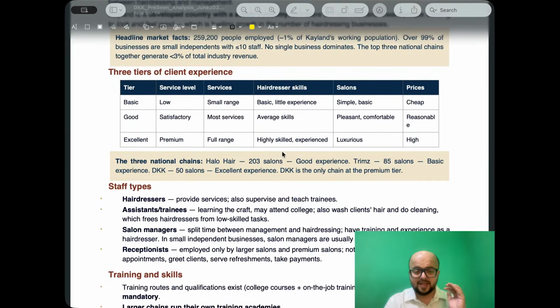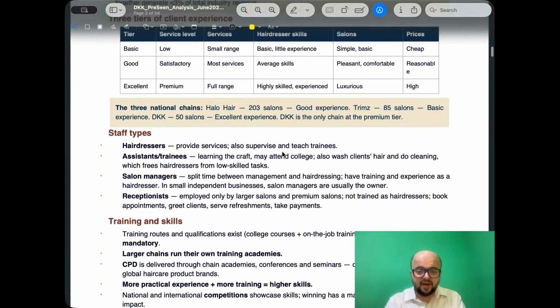The three national chains: Halo Hair, 203 salons, good experience; Trims, 85 salons, basic experience; DKK, 50 salons, excellent experience. DKK is the only chain at the premium tier, top tier customers. Okay. And what all staff do you have?